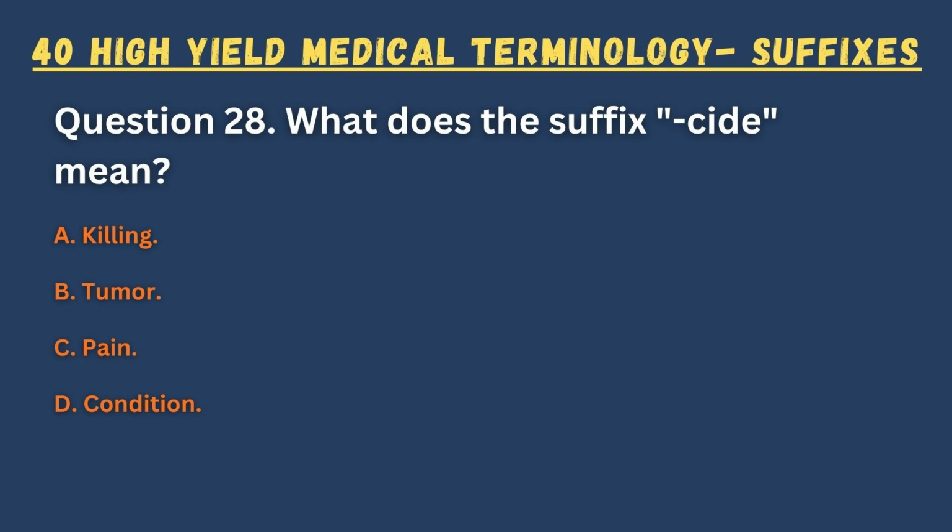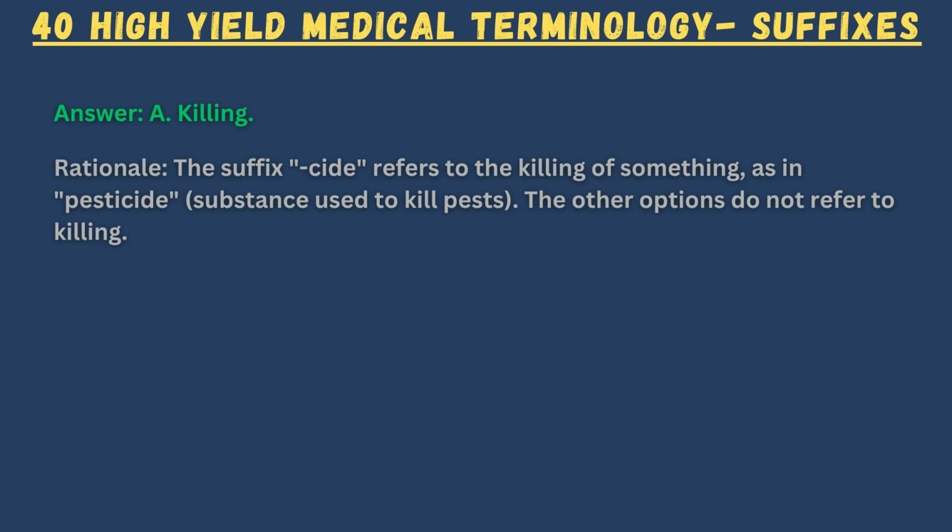Question 28. What does the suffix -cide mean? A. Killing. B. Tumor. C. Pain. D. Condition. Answer: A, killing.